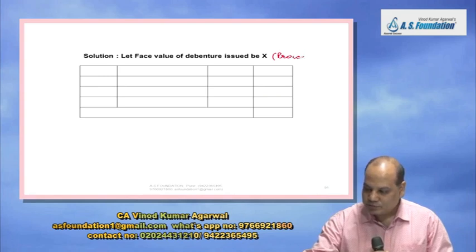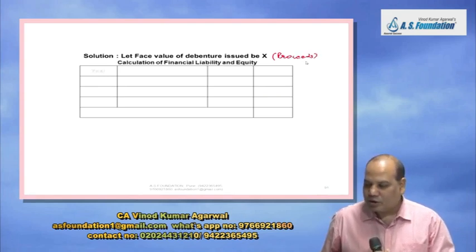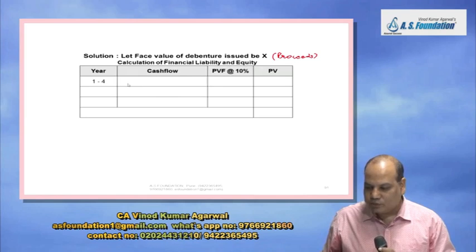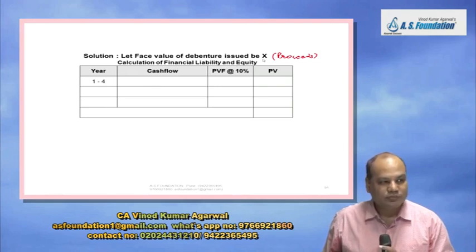Any way you solve. And then draw the same format. Write down calculation of financial liability and equity. Same format. Year cash flow, present value, factor at 10%, present value. Then year 1 to 4. Now this time what is the coupon rate? 6%? 6% of X. How much? 6% of X is 0.06X. Correct? This is the coupon per annum you are paying.